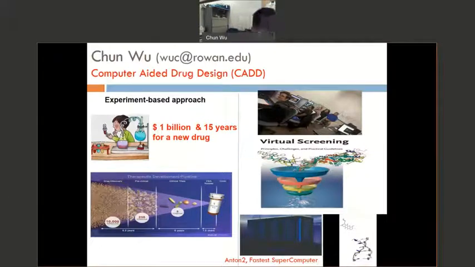This is Dr. Wu. My lab is working on computer-aided drug design.